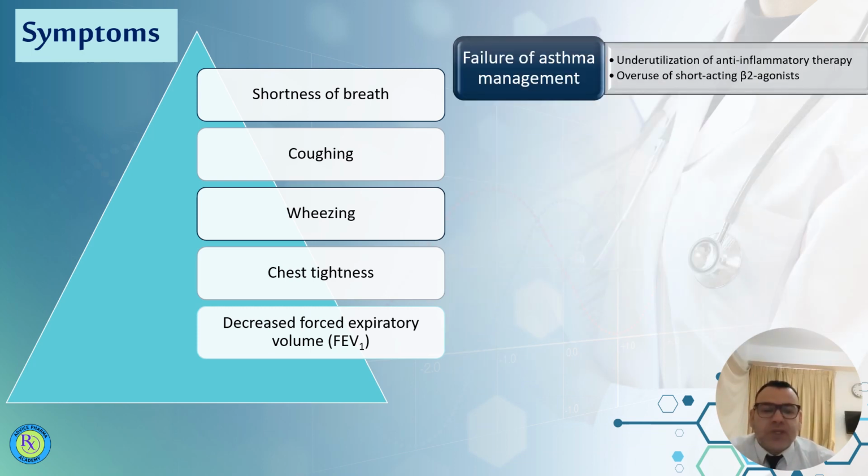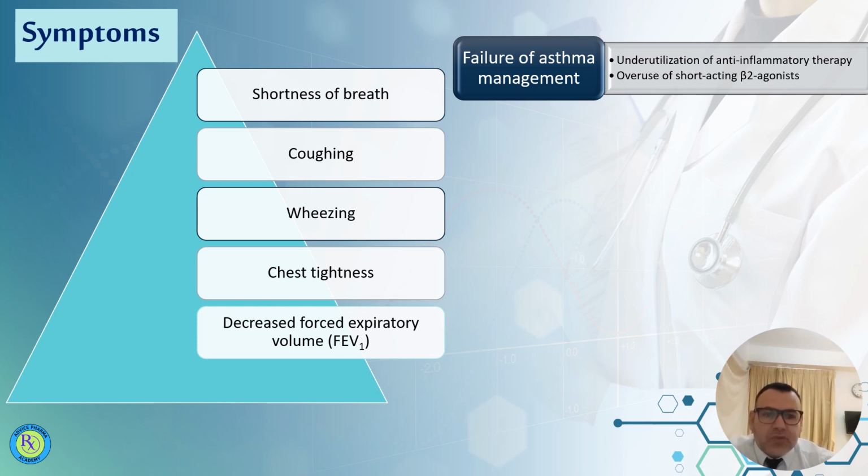Why do most asthma patients fail on treatment? This is because of two reasons. First one is underutilization of anti-inflammatory therapy, which is steroid. Usually patients with asthma need a preventer or a long-term control, which is the steroid inhaler, and it should be used regularly to prevent the symptoms and the attacks. But what happens in reality, the patient will not comply with using the preventer regularly.